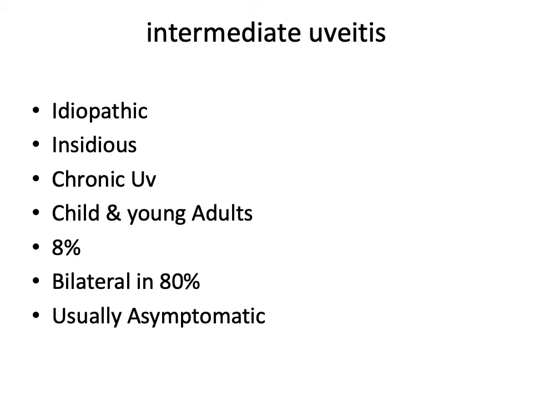The cause of intermediate uveitis is usually idiopathic, but there are some causes that may produce intermediate uveitis, such as tuberculous infection or multiple sclerosis. It is insidious in onset. It will produce a sort of chronic uveitis.